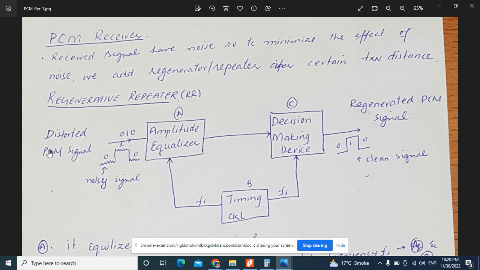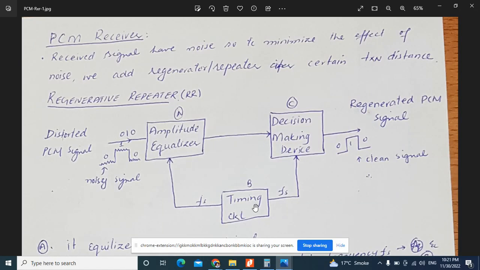If you have a PCM signal that propagates over a certain distance, after that distance you can see that noise has been added to the signal. So this is a noisy signal, or you can say a signal contaminated with noise. This is a low level, so 0, and this is a high level, 1, and this is a low level again, 0. This is the input to the amplitude equalizer, and after that the decision making device.